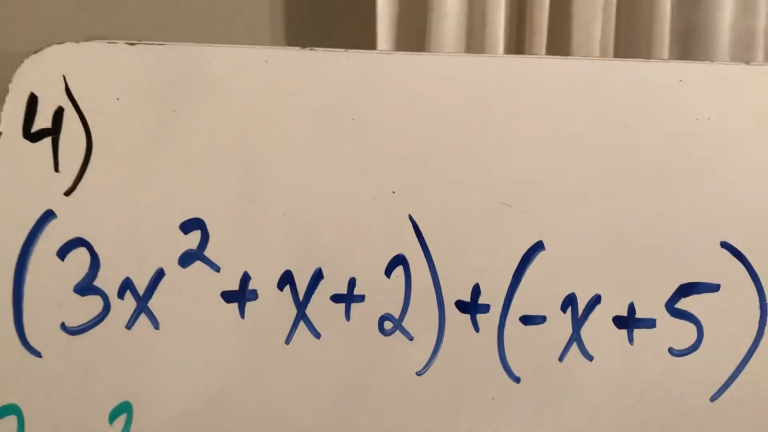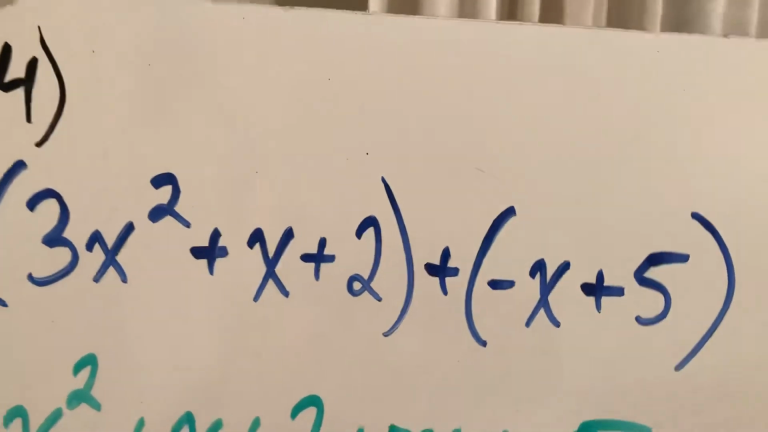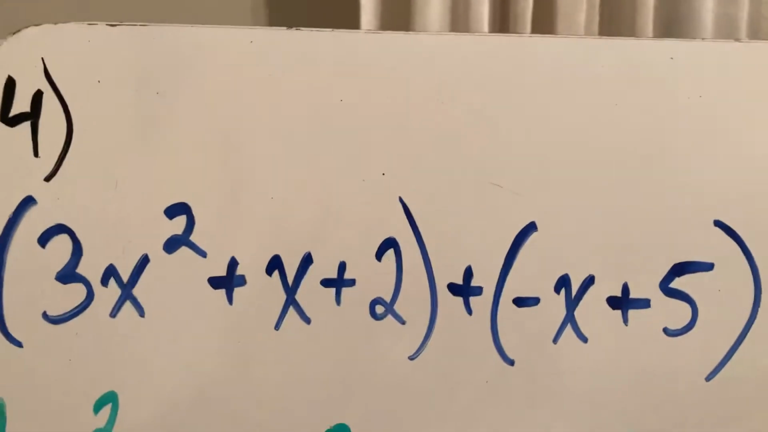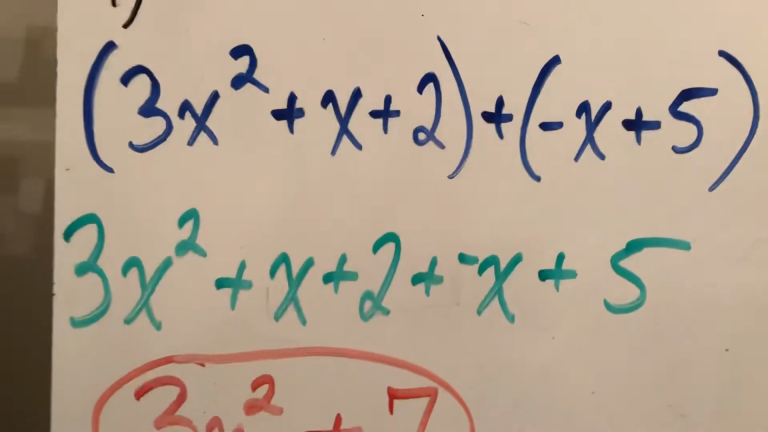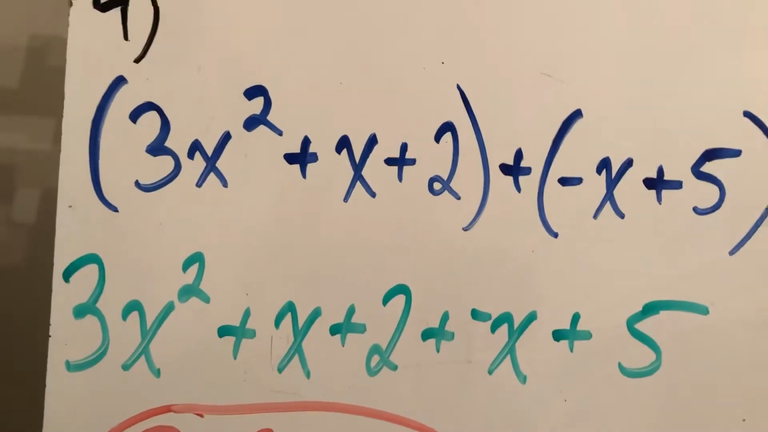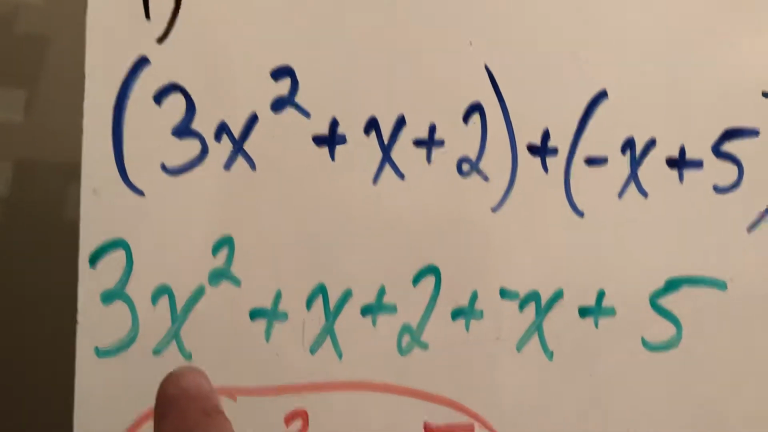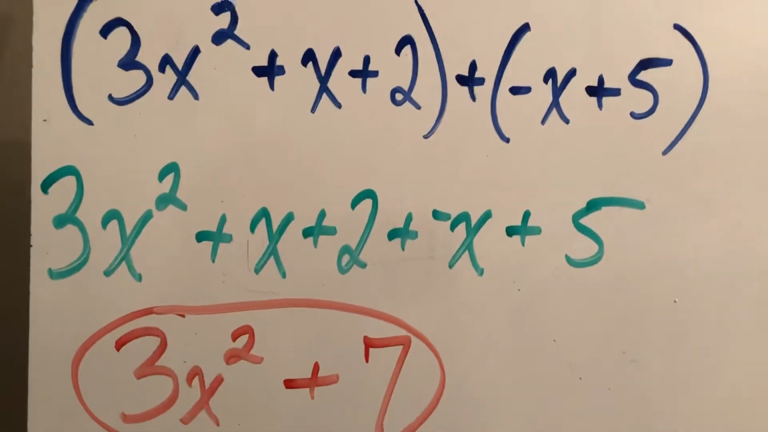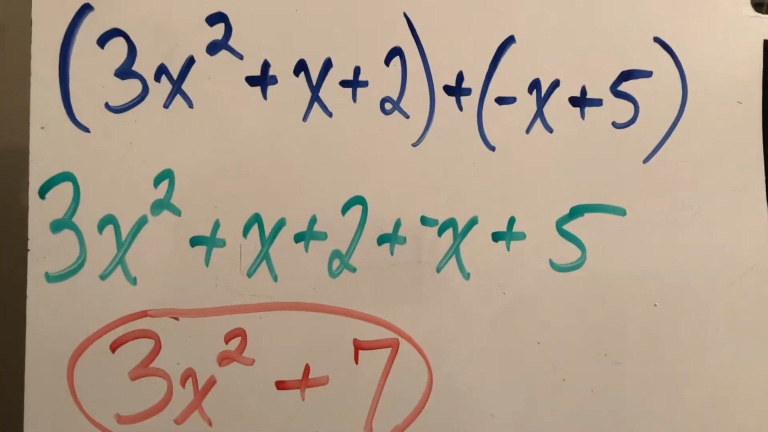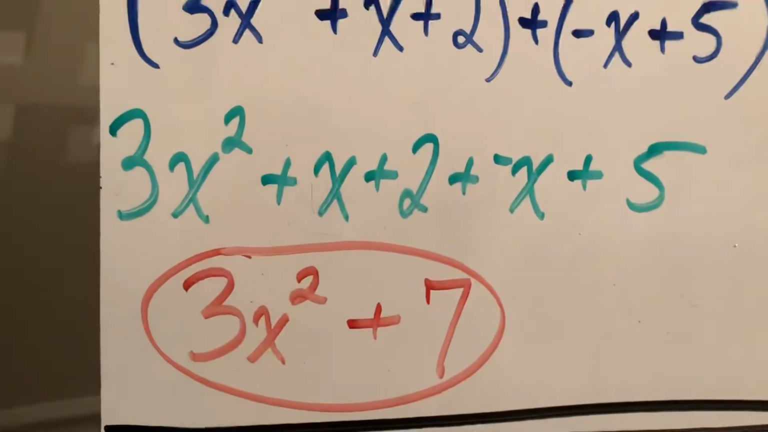3x squared plus x plus 2 plus negative x plus 5. Wait a minute. What's going on? There's no x squared term in here. Oh no, that's all right. Okay, I'm just going to take the parentheses away. 3x squared plus x plus 2 plus negative x plus 5. So, the only x squared term is here, 3x squared. Okay, leave it, 3x squared. What's positive x and negative x? Nothing. Goes away. What's 2 plus 5? 7. Answer. Done.